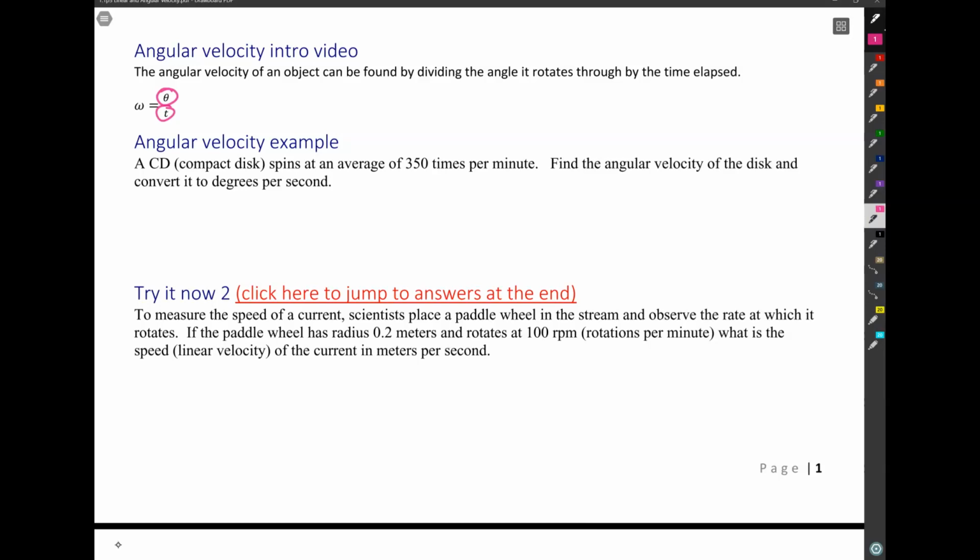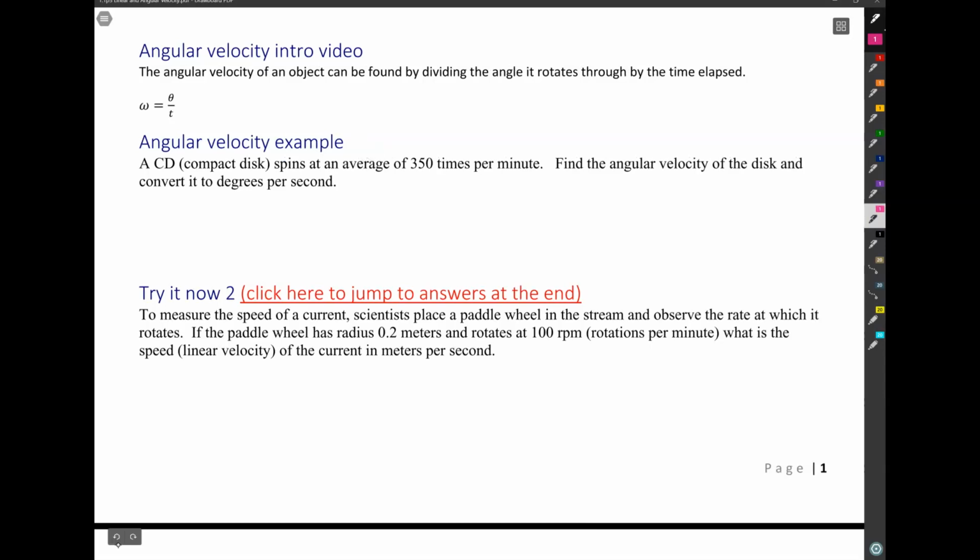So actually in some ways a little simpler than linear velocity because it doesn't really matter how big your circle is. The radius isn't part of this. It's just how fast are you rotating. So I do have a quick example for this.